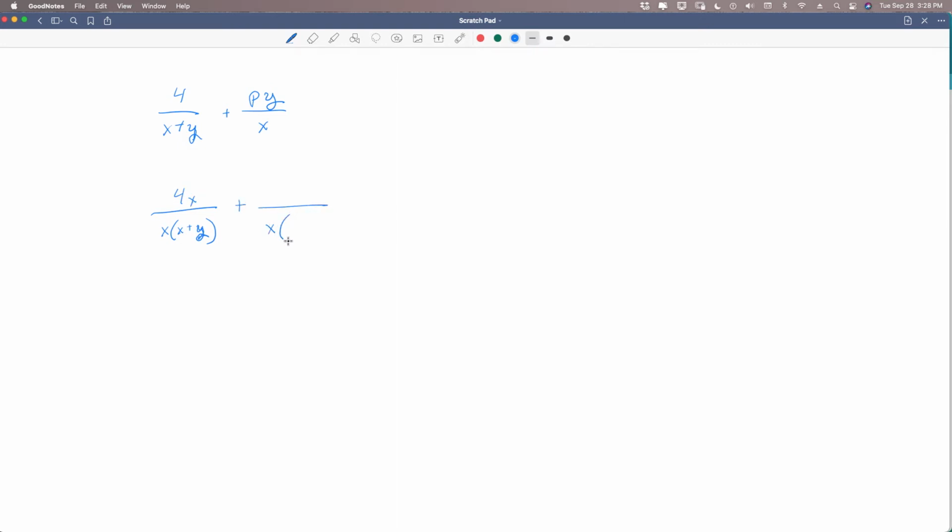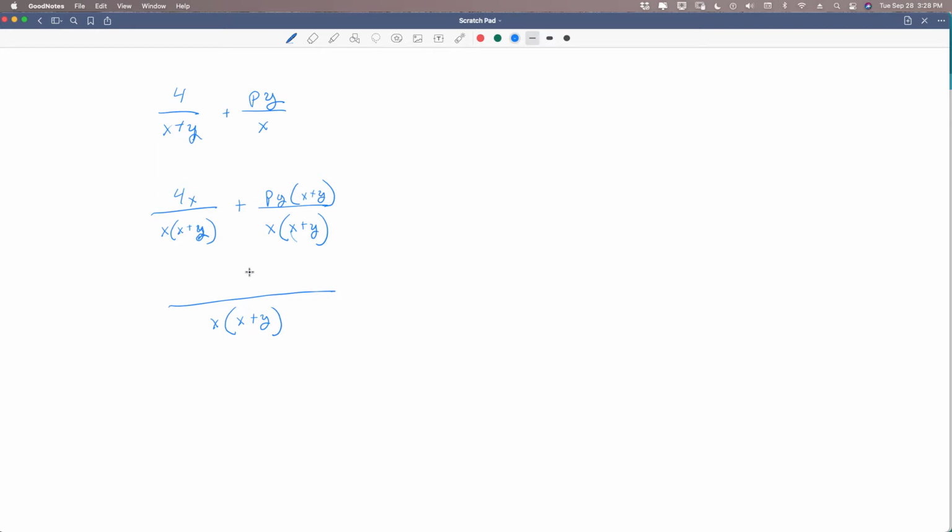We have x times x plus y. So that would give us that x plus y is the new part. So we multiply py times x plus y. And now that they are both on the same common denominator, we can add them together and put them into one expression, one fraction.